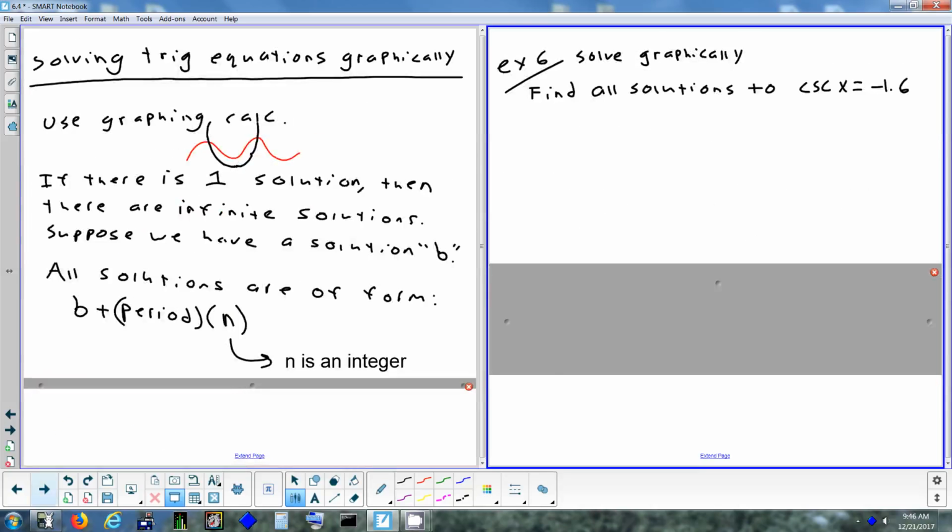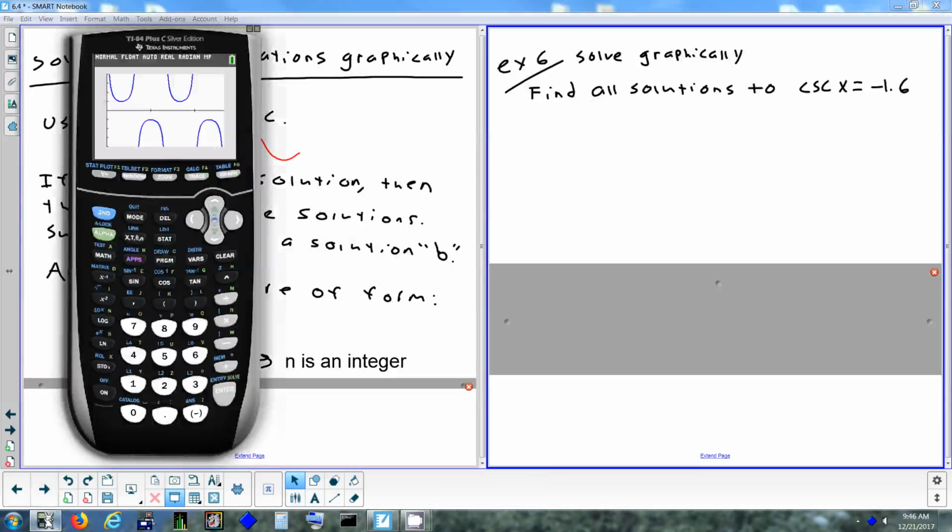Okay, let's try this one. Find all solutions to cosecant x equals negative 1.6. Okay, so it said all. So, what would I type into y1? Tell me how to type it. Yep. 1 over sine x. Perfect. How about y2? Yep. Negative 1.6. And now, when I'm finding the solutions, I don't want to focus on more than one cycle.